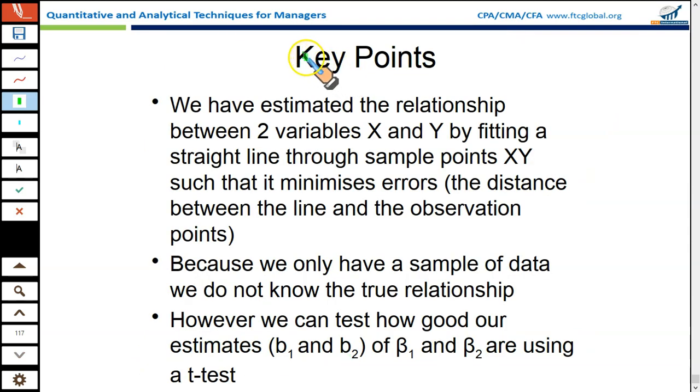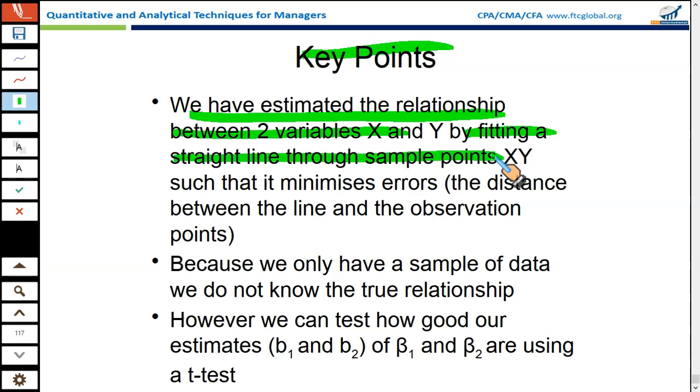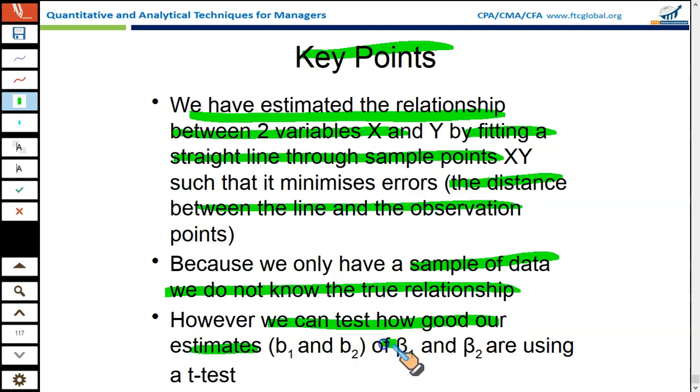So for now, what we have done is we have estimated the relationship between two variables x and y by fitting a straight line through sample points x, y. We learned how to calculate the distance between the line and the observed points. Further, we have just the sample data, so we do not know the true relationship. And finally, we can test how good our estimates of beta 1, beta 2, which are B1, B2, are using a t-test. So that's what we've done so far.